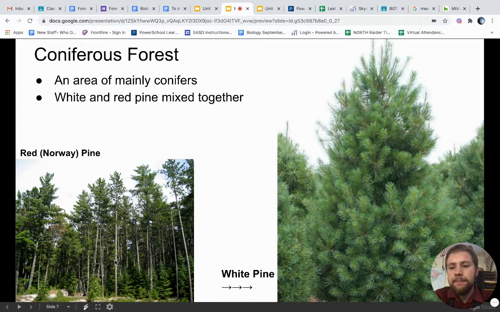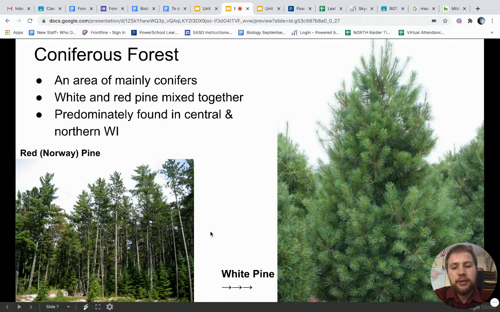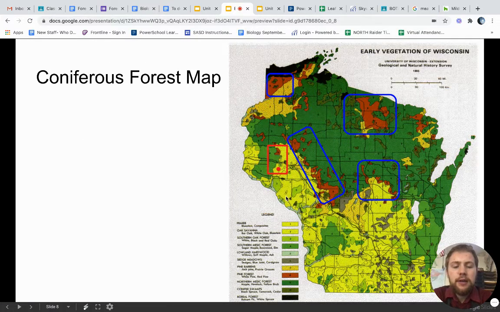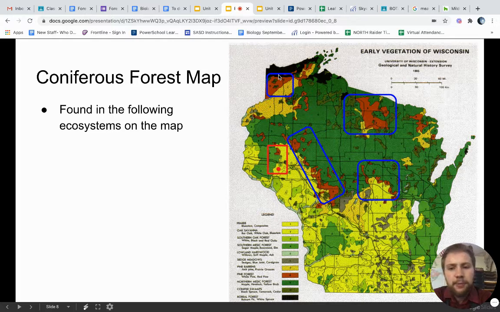White and red pine are predominantly found in central and northern Wisconsin, so kind of north central. So it isn't quite as cold or quite as dry as the boreal climate. It is predominantly pine dominated, so that is what distinguishes the coniferous forest. And if we were to take a look at where the coniferous forest is mostly found, the boreal is going to be along kind of those northern counties. And on this map, the boreal is indicated just a little bit differently, but that's okay. For the most part, it's the same.